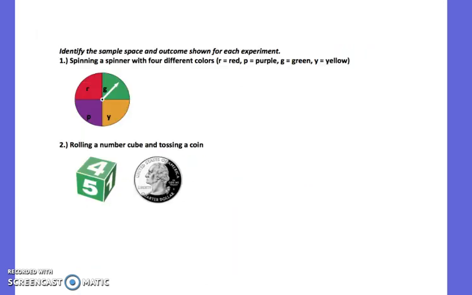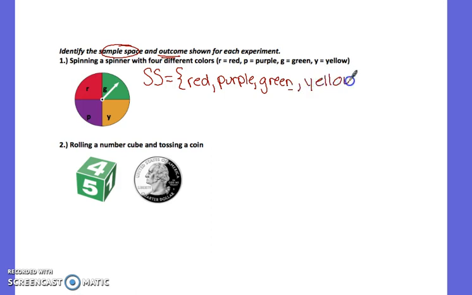So let's find some. Number 1 says, identify the sample space and the outcome shown. Spinning a spinner with 4 different colors. R is red, P is purple, G is green, and Y is yellow. Your sample space, again, is the set. You could have landed on red, purple, green, or yellow. Make sure that you have your brackets. The outcome, what was the actual answer? It was green.